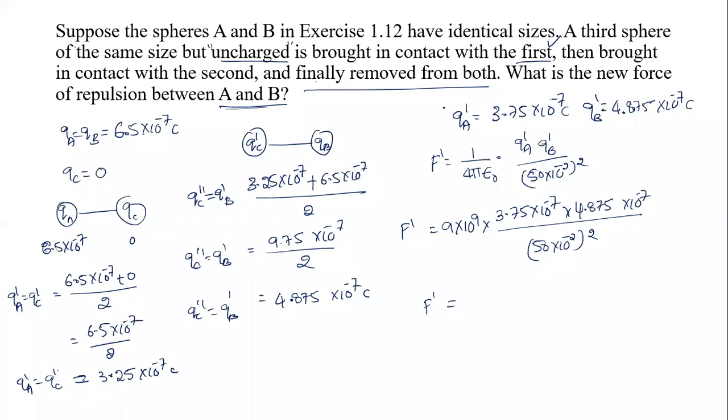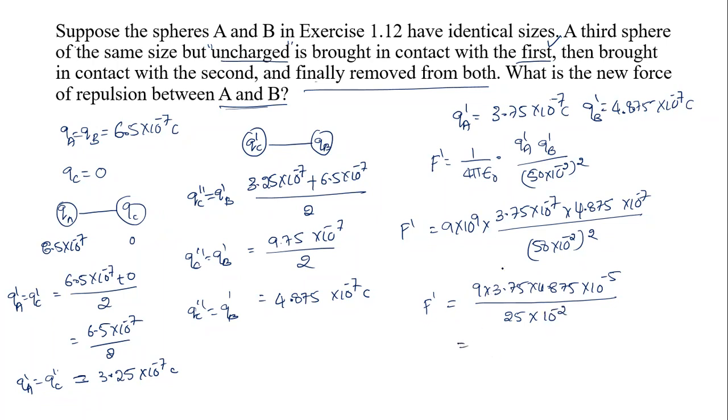Let us look at here now. This 9, I'll keep it as it is, into 3.75 into 4.875 into 10 power. This is minus 14, it is plus 9. You get minus 5. Divide by this 50 is there, no? I'll take 25 into 10 power 2. 10 power minus 4, it will become 10 power minus 2.